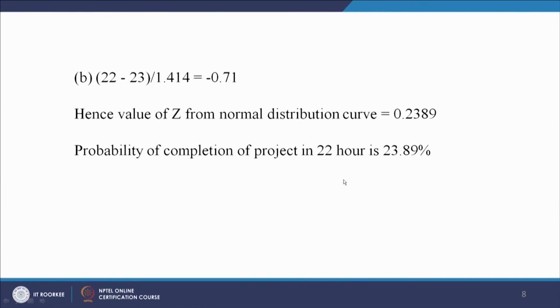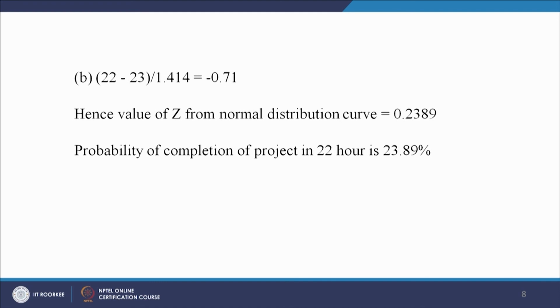23.89% probability, which shows that if we extend the duration by 1 unit, from our expected time of 23 that we have calculated from our network using the critical path method, the probability is higher. If we are reducing the duration from 23 to 22, the probability of completion of the project is less.